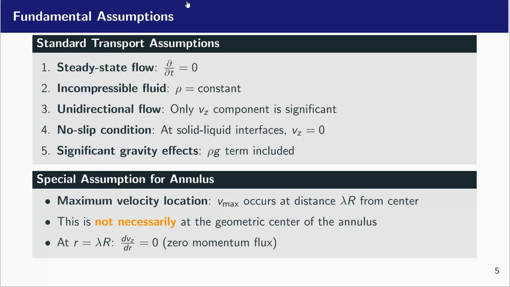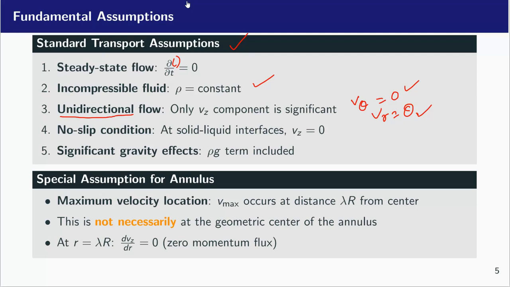These are the standard transport assumptions. We consider a steady state flow, so the partial derivative of anything with respect to time is 0, meaning nothing changes with time. The fluid is incompressible, so rho is constant, and the flow is unidirectional, meaning no flow in other directions. Only the v_z component is significant, so v_theta is 0 and v_r is 0: velocity in the theta direction and r direction is 0.